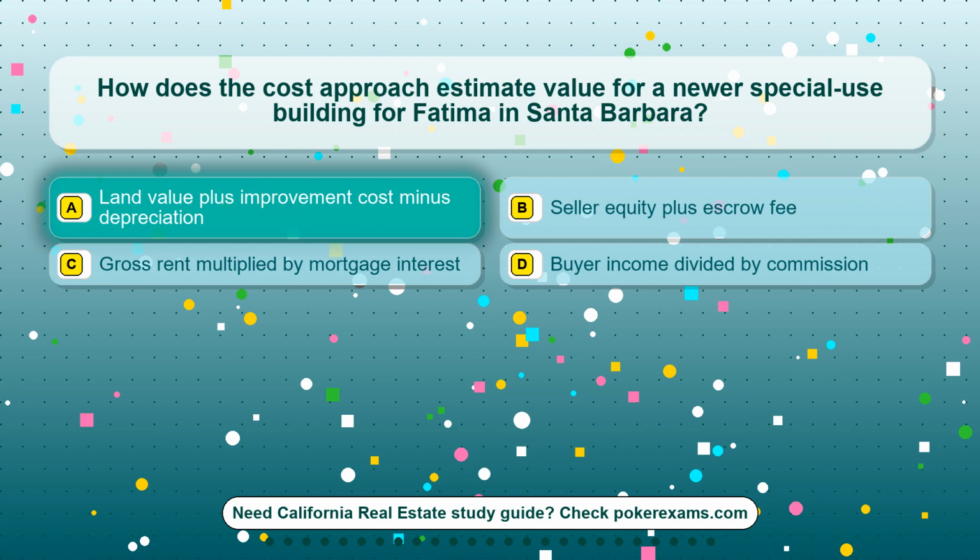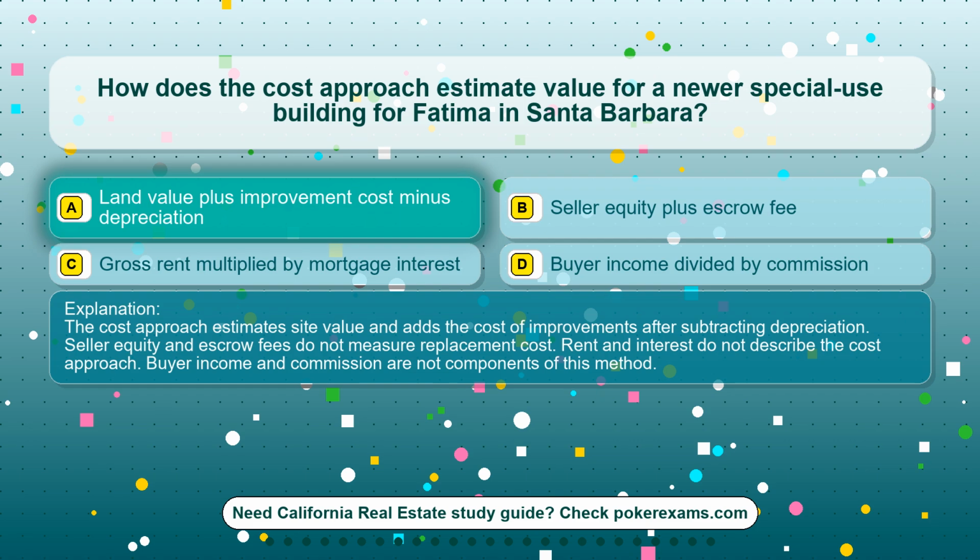The correct answer is option A, land value plus improvement cost minus depreciation. The cost approach estimates site value and adds the cost of improvements after subtracting depreciation. Seller equity and escrow fees do not measure replacement cost. Rent and interest do not describe the cost approach. Buyer income and commission are not components of this method.